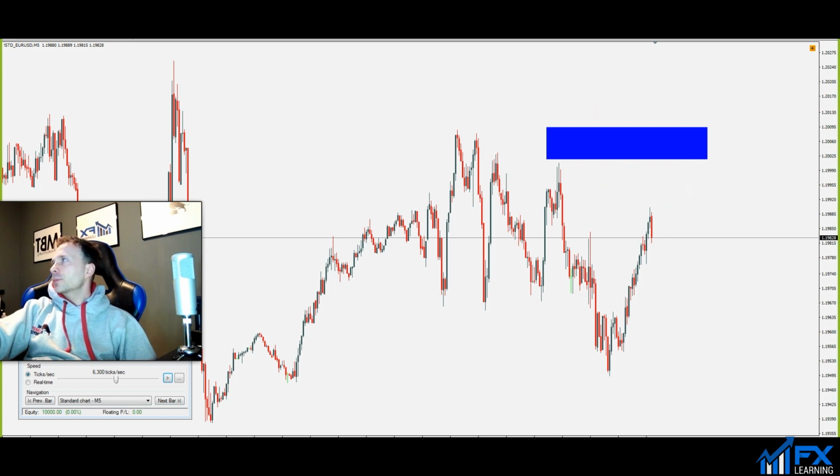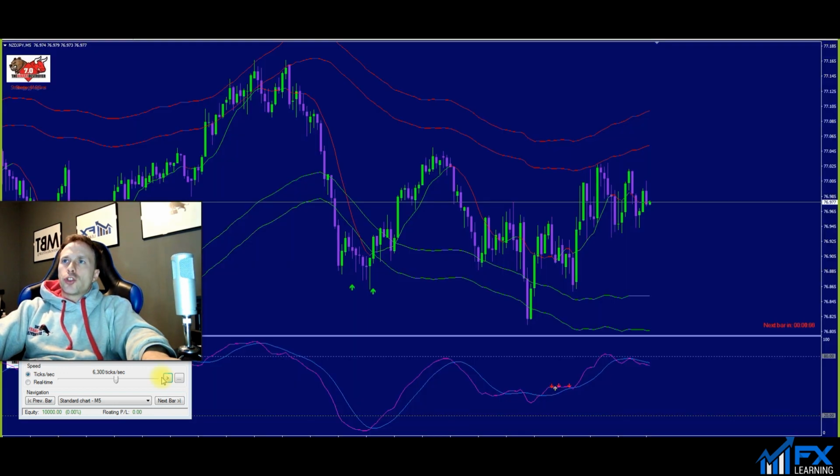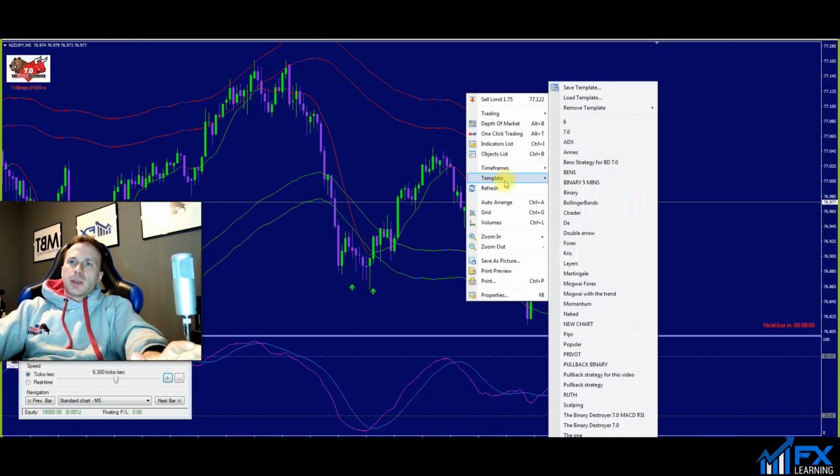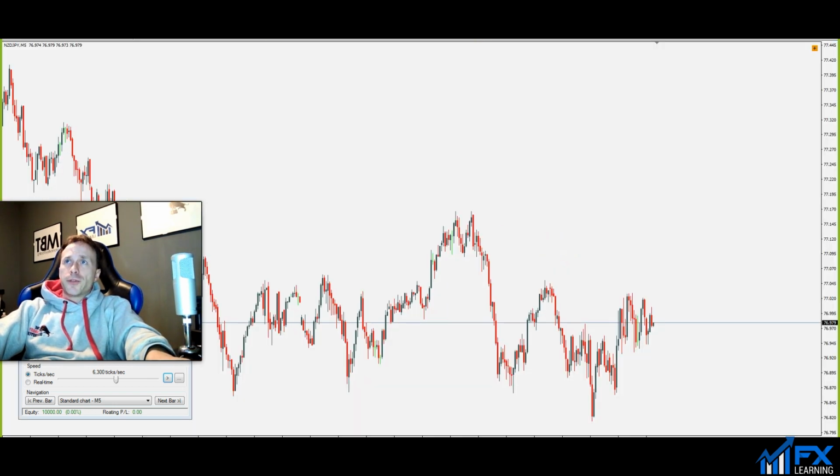The easiest way to do that is to just zoom out like this, and we'll do this on a blank chart. Okay, so let's bring up the binary destroyer. Let's bring up some naked price action, and let's just draw some support and resistance. Right, so let's go over to the 1 hour chart.